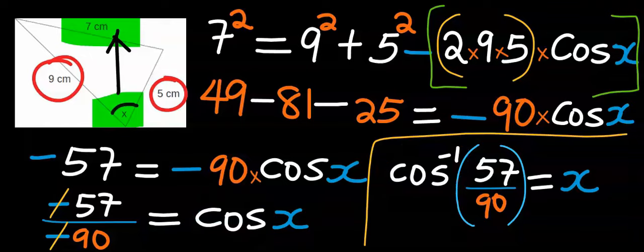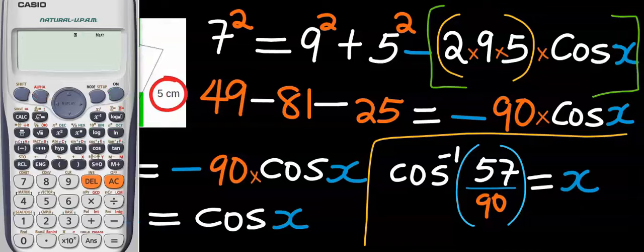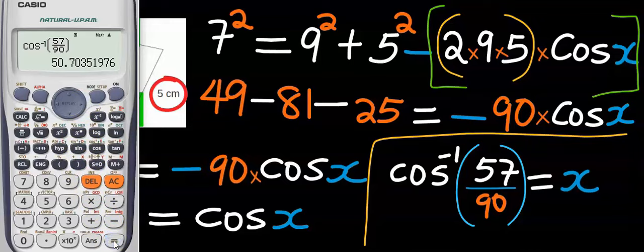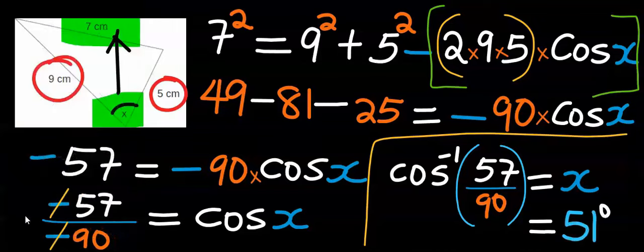To find the angle of x, on the calculator, you're going to press Shift cosine. Inside the bracket, you put a division. 57 will divide 90. Then you close the bracket. You press the equal sign. And here we're going to have 50.70. If we round it up, we're going to have 51 degrees. X is 51 degrees.